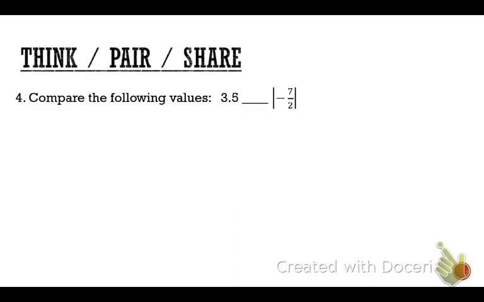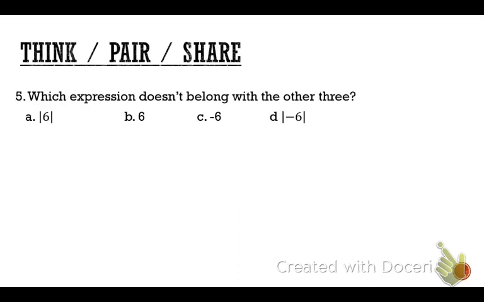Okay, let's go on to number 5. Which expression doesn't belong with the other 3? Who wants to try this one for me? Nehemiah. Let's look at the first one. What does the first one say? Absolute value of 6. What is the absolute value of 6? 6. This next number? 6. Next number? -6. And the next one? Absolute value of -6. What is the absolute value of -6? 6. So Nehemiah, which one did you say didn't belong? -6 or C. How many of you figured that out?